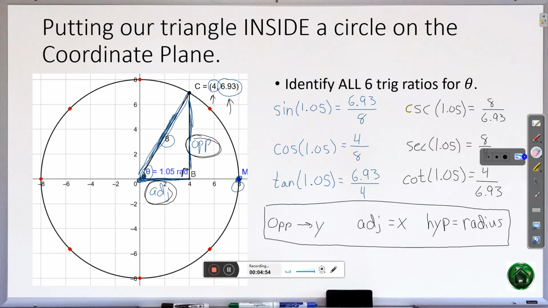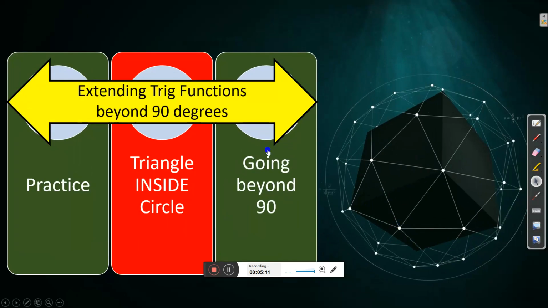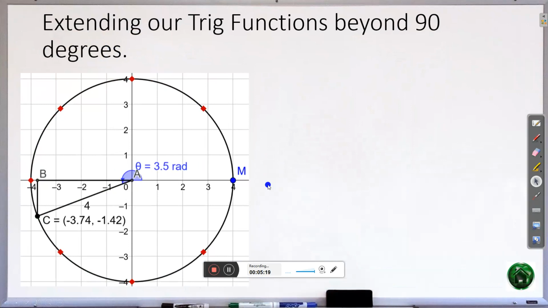All right, now that makes sense as long as our triangle is in the first quadrant. That is when our angle is less than 90 degrees. We want to now extend that to go beyond 90 degrees. It makes sense inside the triangle. We can find our opposite. We can find our adjacent. But if we want to go beyond 90, let's take a look at that.